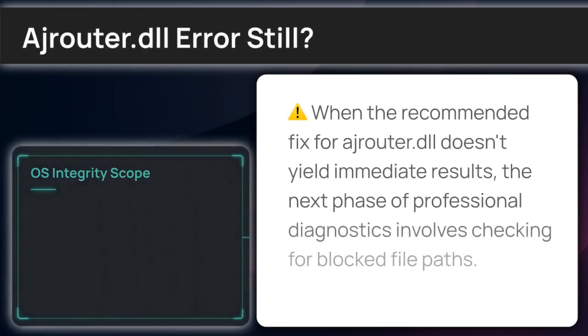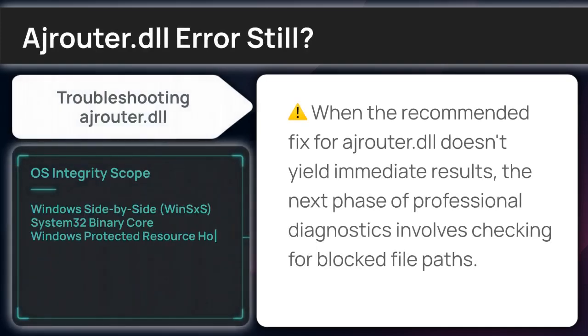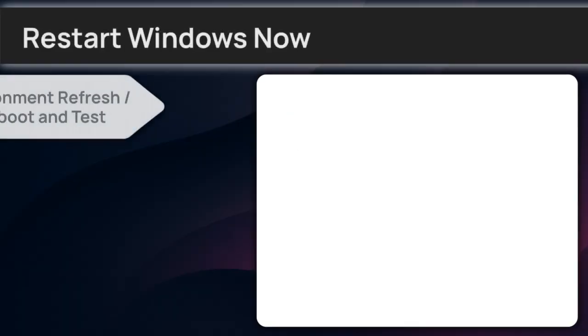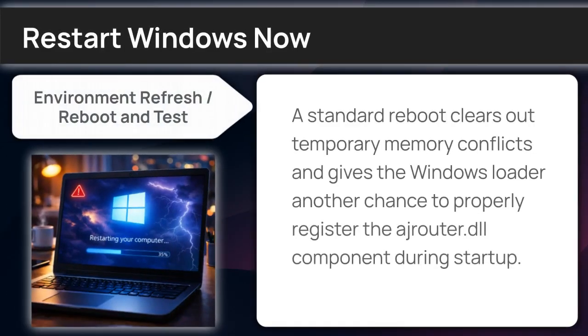If the redistributable repair didn't resolve the pop-up, the next logical step is to analyze the local environment for process conflicts. A quick system restart is a practical way to ensure that all shared libraries, including AllJoyn Router Service, are being loaded correctly into the current session's memory.